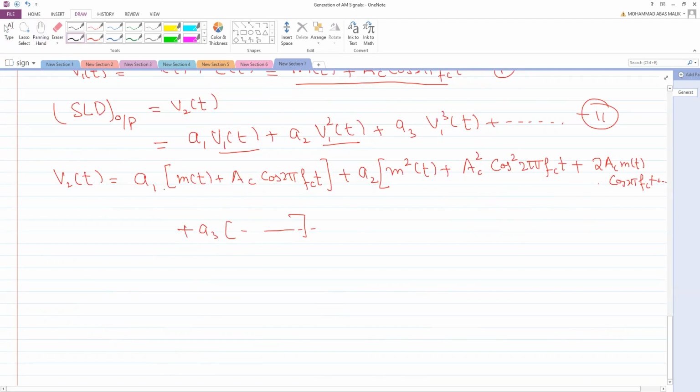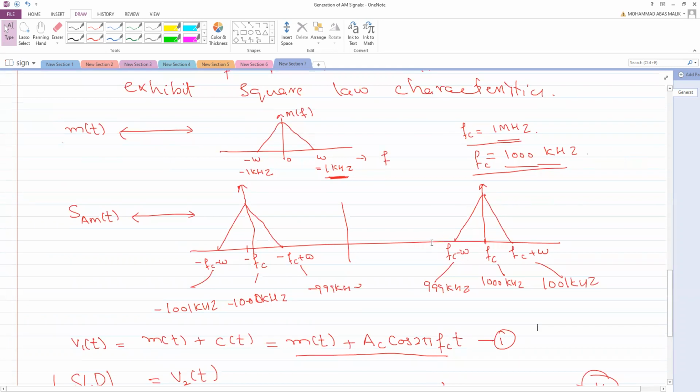So you will see which frequency components will be passed or not. Since m of t has the highest frequency of omega, and if you see here, omega is very small. Omega is 1 kilohertz. 1 kilohertz will be somewhere here.